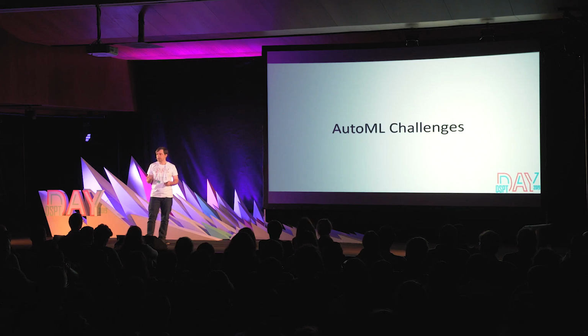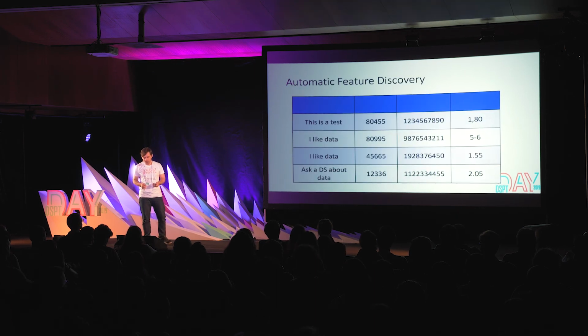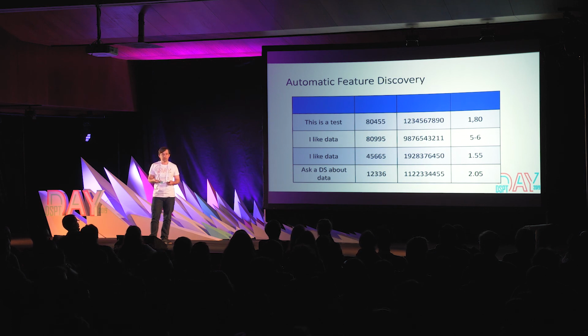Okay, this is a very quick vision of the autoML, just to have an idea of what we need to expect from the autoML. But what are the still challenges for the autoML, right? Imagine you see a table with 4 columns, and you are using your human intuition to try to analyze that table. On the first column, you will see there's a free text, right? There are 3 different values. This is a test, I like data, ask a DS about data. So using human intuition, I believe this is a free text column.